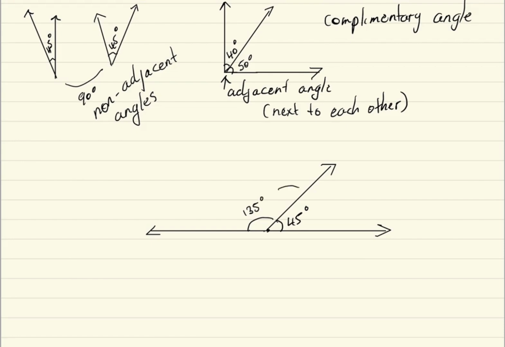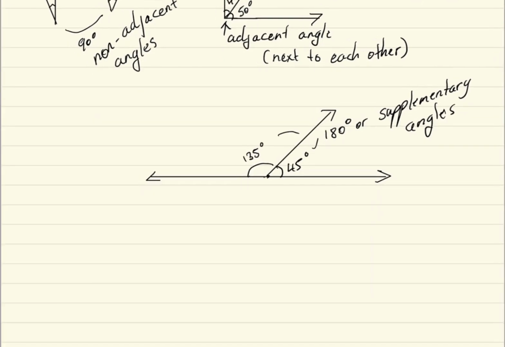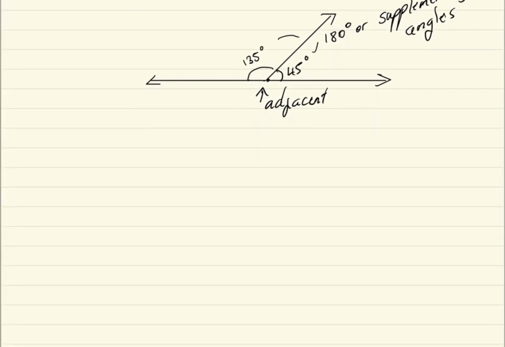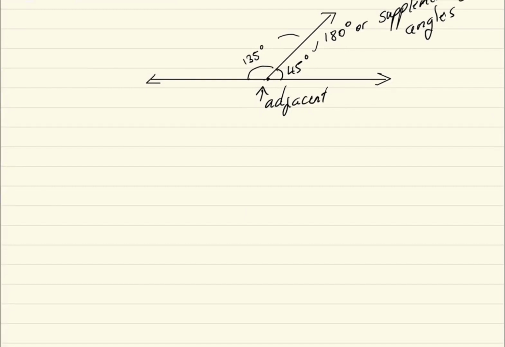So if you sum these together, they add up to 180 degrees, or supplementary angles. So now, like I said before, these are adjacent or right beside each other, but they don't have to be. You could have separate angles that add up to 180 degrees and are considered supplementary.